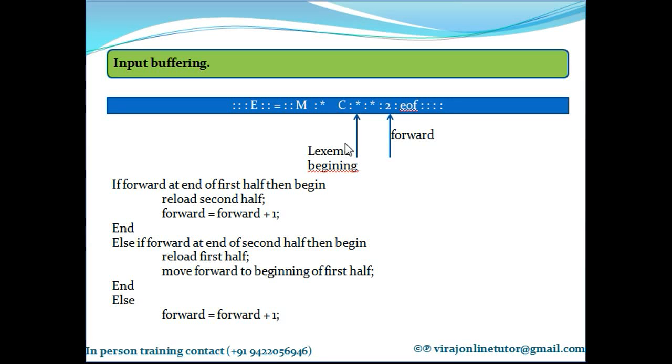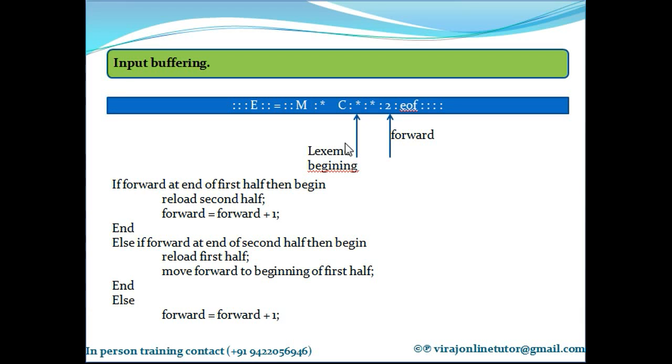If the forward pointer is about to move past the halfway mark, the right half is filled with n input characters. So we use two buffer halves here, right? As soon as the forward pointer reaches the end of the first half of the buffer, the second half of the buffer is loaded with new n input characters. Similarly, when the forward pointer reaches the end of the second half of the buffer, the first half of the buffer is filled with new input characters.